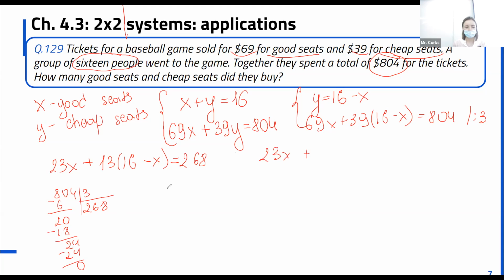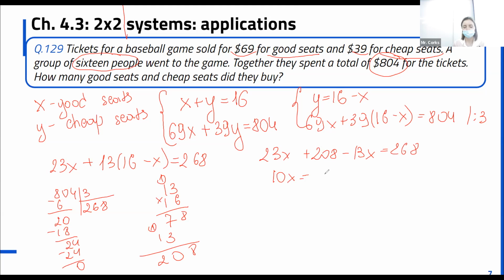23x plus, and now we need to multiply. Here we need to do so. So 6 by 3 is 18. 6 by 1 is 6, and plus 7, 8, 78. Here 3, here 1. So 8, 0, 2, 208. Minus 13x equals 206, 8. So we have 10x equals 60. So we have x equals 6. So here we can see that 6 good seats were bought.